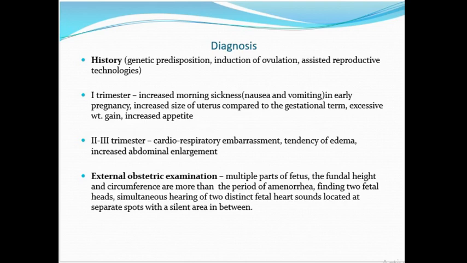And also if the fundal height is larger, as well as the abdominal circumference is larger than the period of gestation, we may also be thinking of multiple pregnancy. And if we find two fetal heads at different parts on abdominal palpation, and also if you're able to auscultate fetal heart sound at two different areas, then we can also be suspecting multiple pregnancies.